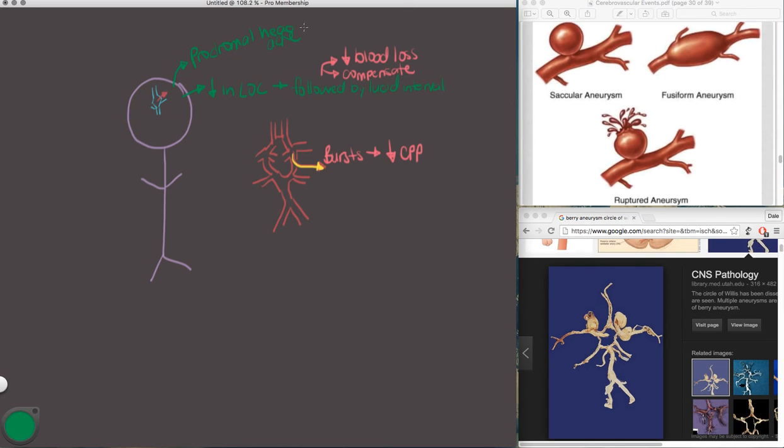And then if we're looking at what's going to happen in terms of other stroke-like symptoms, we can really see pretty much all of the other symptoms that we expect in that patient who's having a stroke. So we can get things like facial drooping. We can get hemiparesis or hemiplegia.